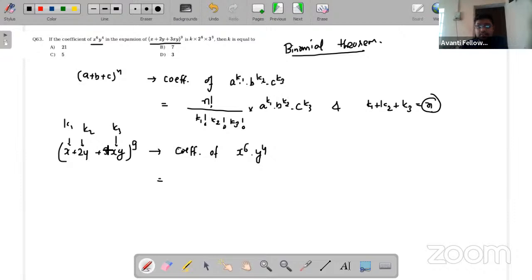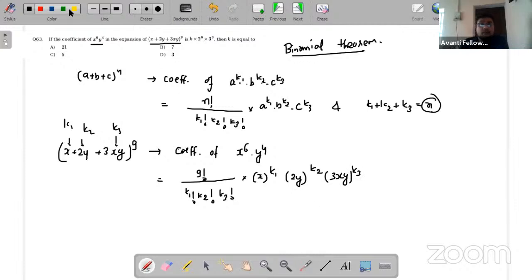Similarly, the net power of y will be k2 plus k3. So for the coefficient, we'll use the same formula. We'll write down here n is 9, so 9 factorial upon k1 factorial, k2 factorial, k3 factorial into terms. What is the first term? First term is x, so x to the power k1, into the second term is 2y, so 2y to the power k2, and 3xy to the power k3.